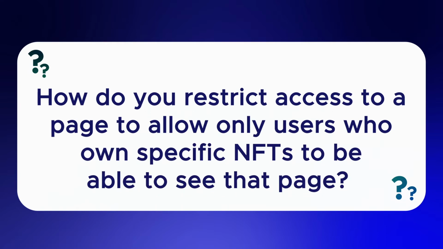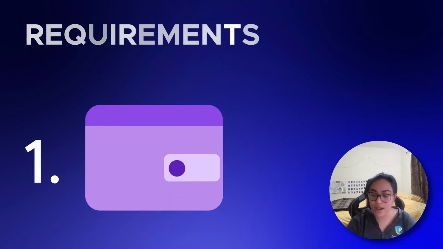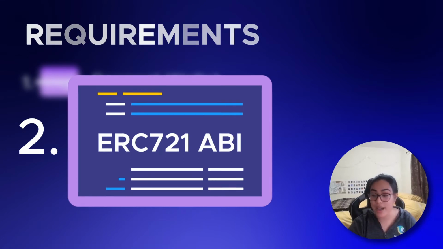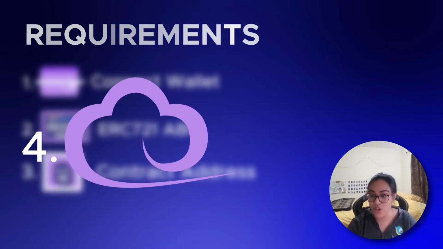The question is, how would you restrict access to a page to only allow users who own specific NFTs to be able to see that page? So Jel, what would you say to that? Yeah, so I'm actually going to go over how you could do this on the client side. And for this, you would need four things: one, the Connect wallet, where you would grab the user address; the ERC-721 API; a contract address of the specific NFT you're checking; and Ethers.js.